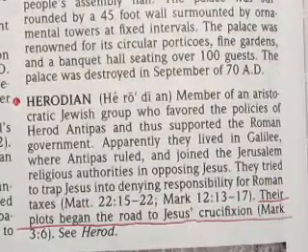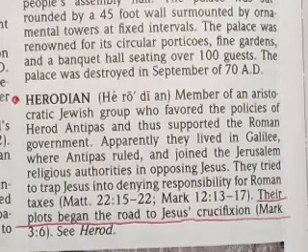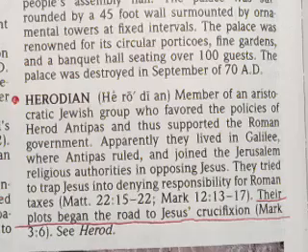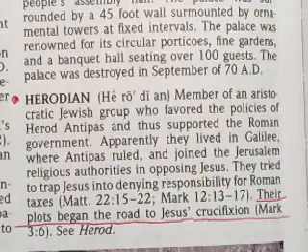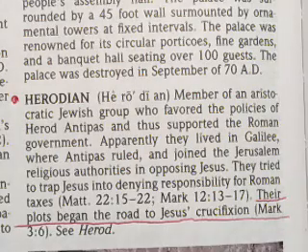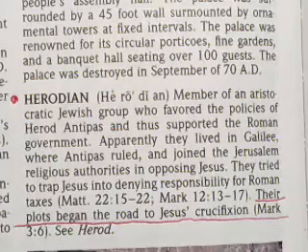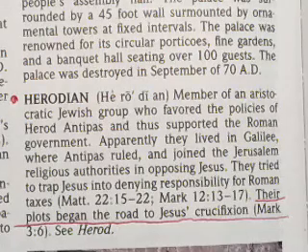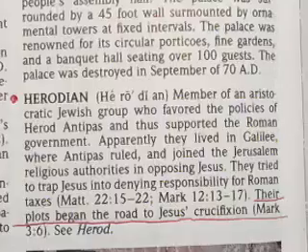Member of an aristocratic Jewish group who favored the policies of Herod Antipas and thus supported the Roman government. Apparently, they lived in Galilee, where Antipas ruled and joined the Jerusalem religious authorities in opposing Jesus. They tried to trap Jesus into denying responsibility for Roman taxes. Their plot began the road to Jesus' crucifixion.